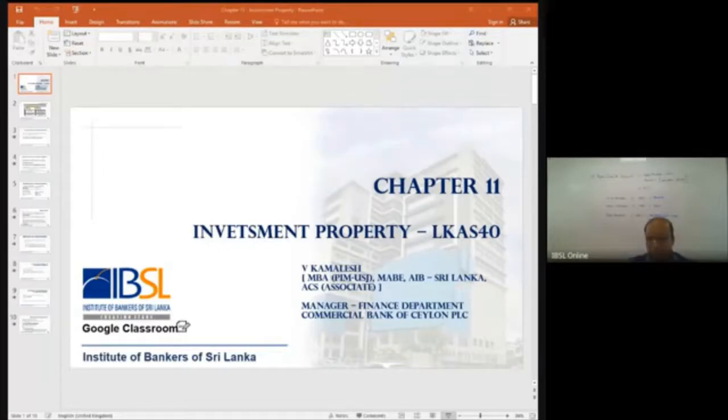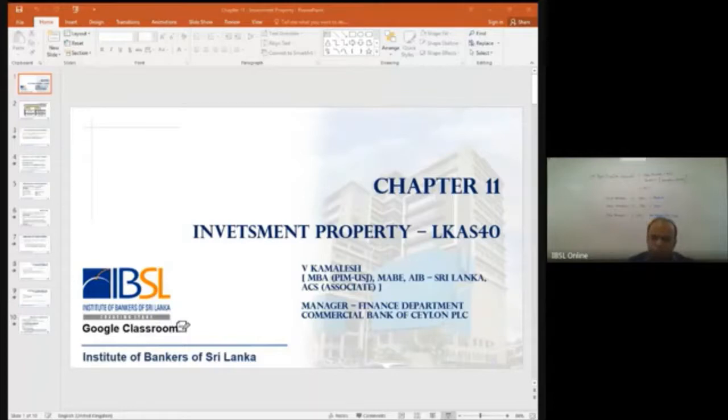Okay, so that is what we are going to look at. Now look at the left side of it, where I have marked it as yes. Whether LKAS 40 applies? Yes, it applies when you have a property for these two purposes. What are the two purposes? One is if you are holding the property to earn rentals. To earn rentals. So what do you mean by that?